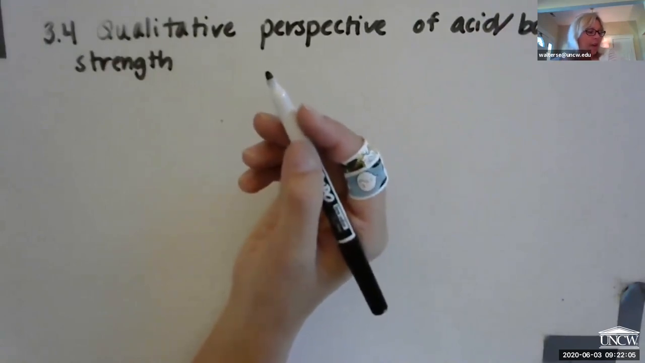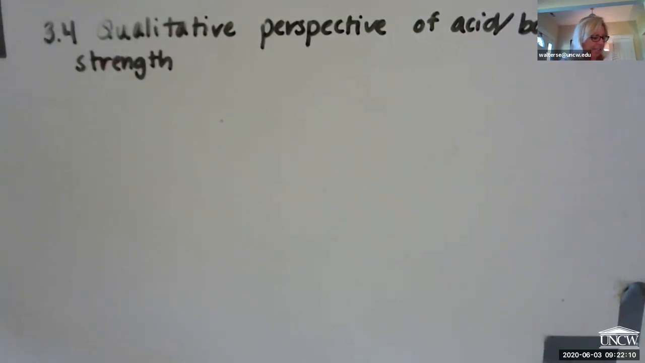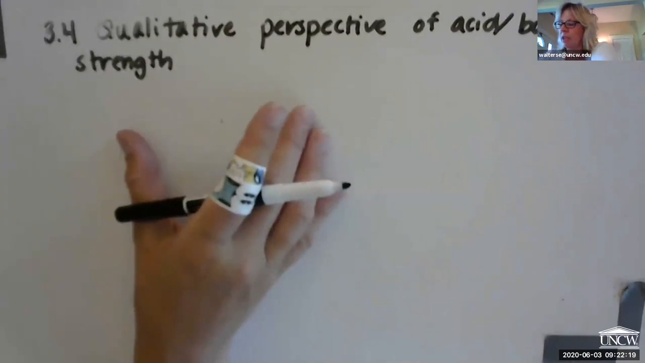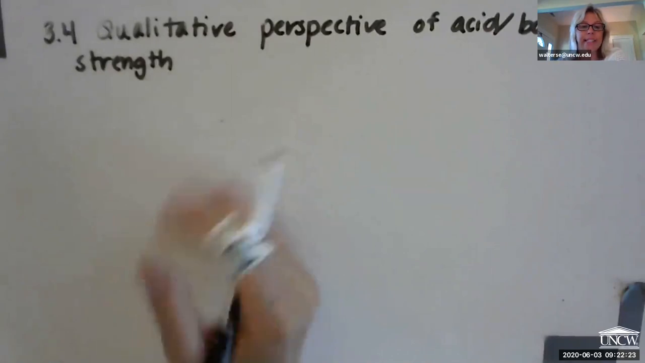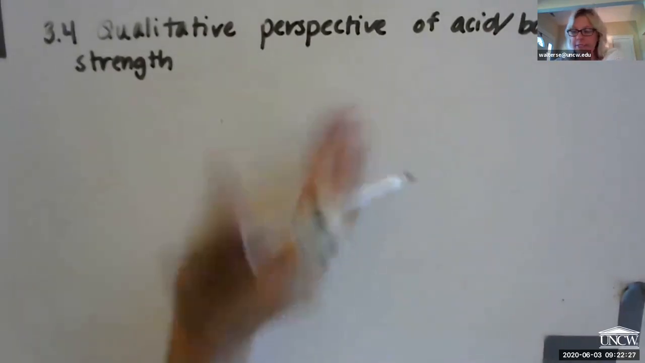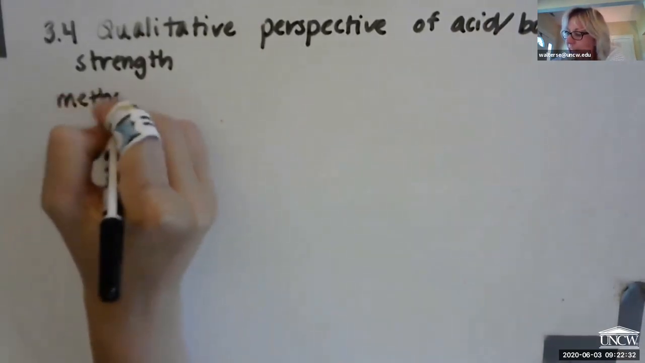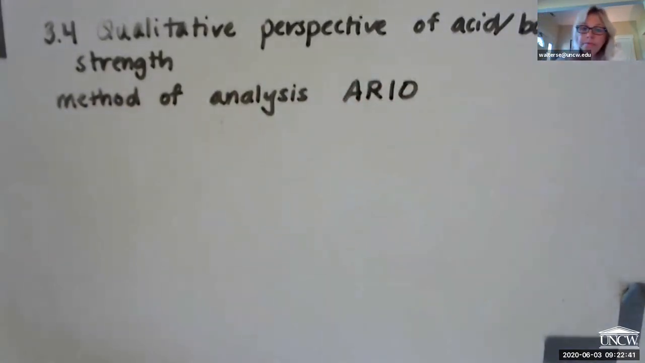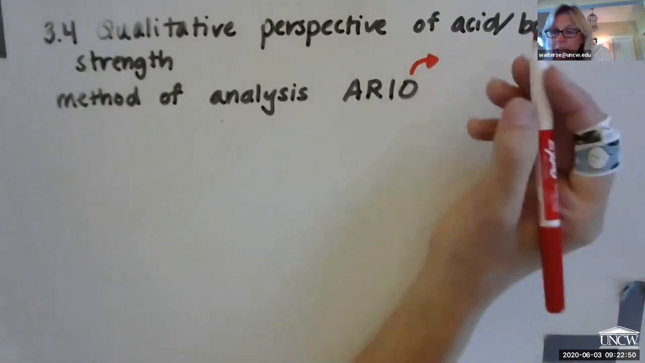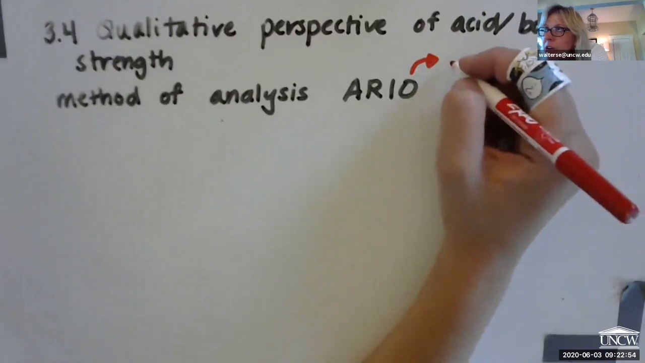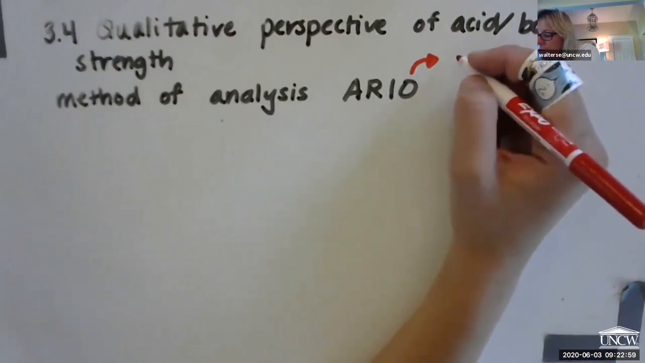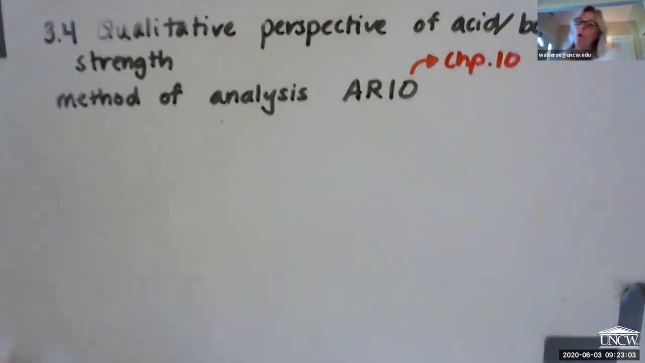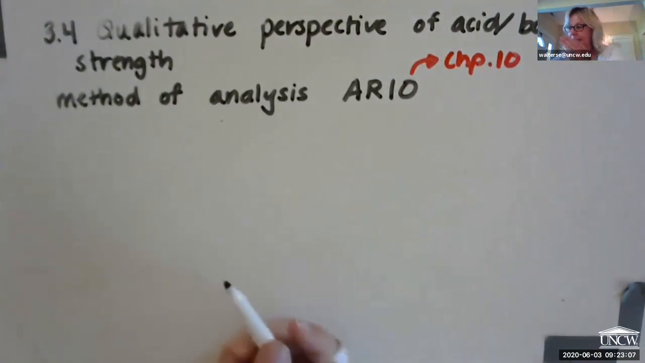Okay. And if you have the slides, we're going to skip over the thing that says HCl versus butane, and we're going to go right into the mnemonic, I guess, to describe the process of dealing with the qualitative perspective, and then we'll practice. Okay, so the method that we use to analyze is called ARIO. Now, I'll tell you what the O is, but this is going to be more important in a later chapter. I think it's chapter 10. So we won't really use the O for another week or so.